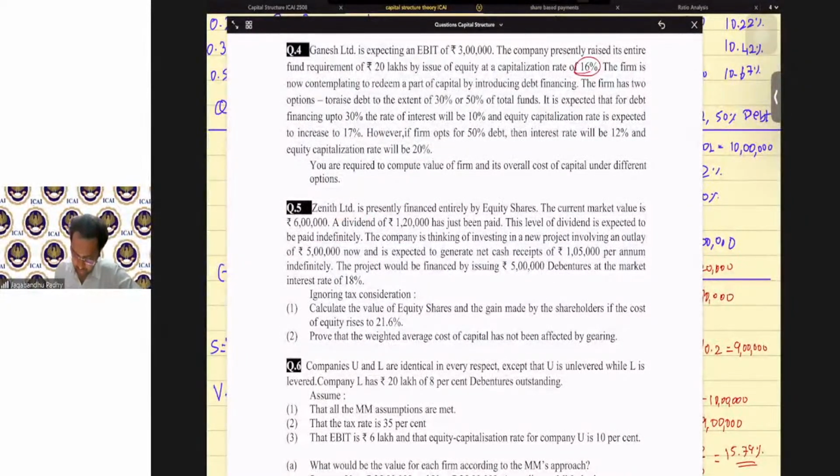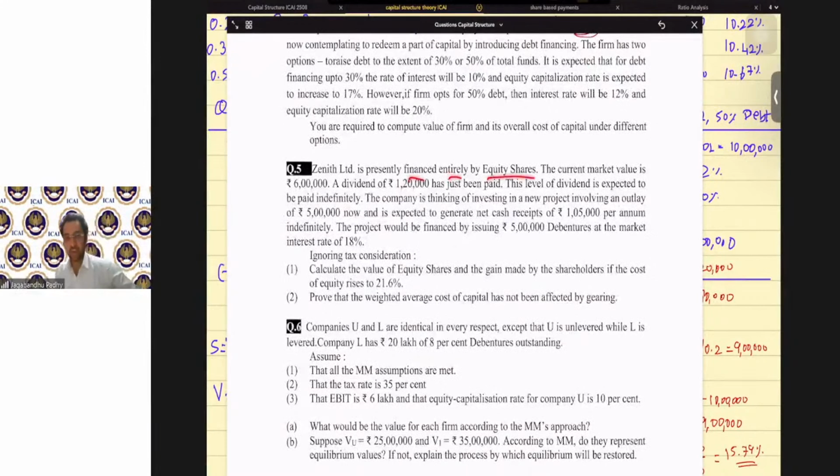Zenith Limited is presently financed entirely. Prachi, how is EBIT same? EBIT is obviously going to be same, Prachi, because it's the same company, right? So let's quickly solve this question 5.